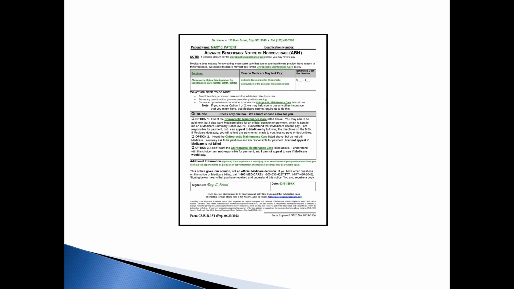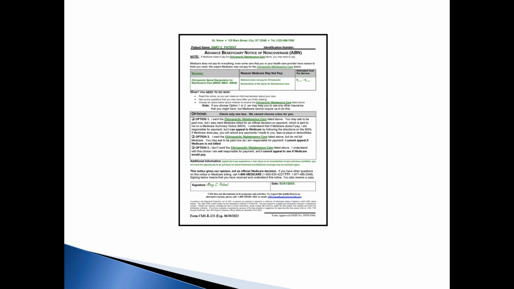It says it right on the form. It also says, I want Medicare billed. Okay, so option one, that basically the patient is saying, even though I understand this is not going to be covered, I still want you to bill Medicare for denial purposes. That's option one. Not a big deal. Submit the claim. You're going to change the AT modifier to GA. It'll come back denied, just for, I guess, satisfying the patient.